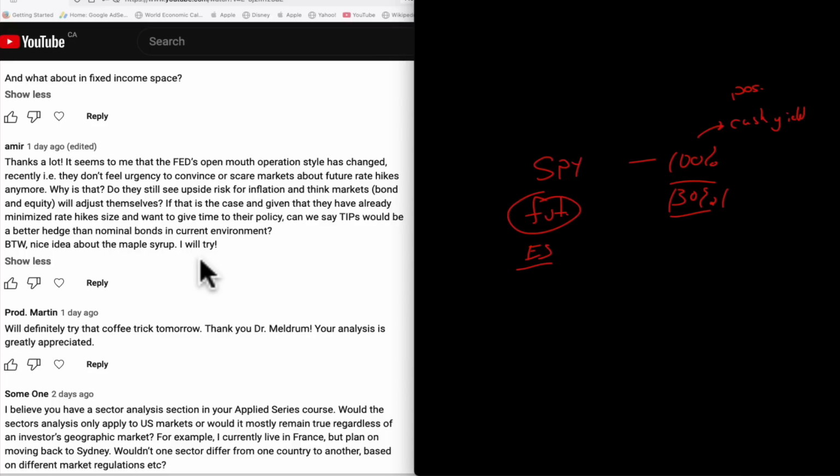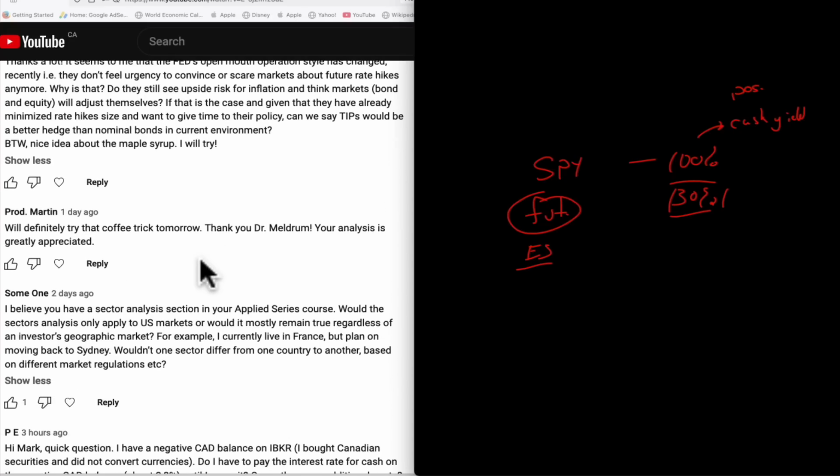If that is the case, and given that they already have minimized rate hike sizes and want to give time to their policy, can we say TIPS would be a better hedge than nominal bonds in the current environment? If we're thinking about a hedge for inflation and you look at the break-even rate, let's say on the 5-year or the 10-year, and you think inflation will be higher than that break-even rate over the next 5 years, then TIPS would be better than nominal. Yes.